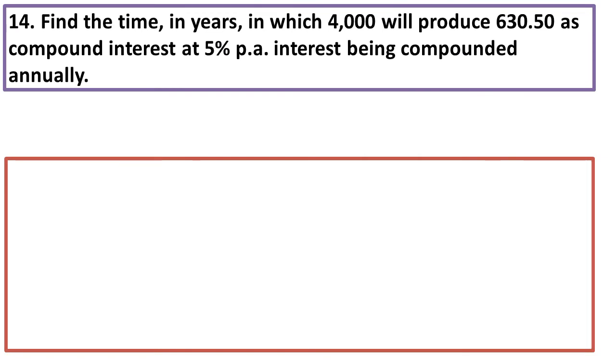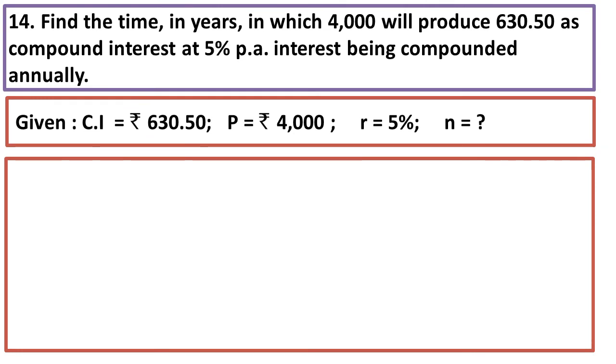Question number 14. Find the time in years in which 4,000 will produce 630.50 as compound interest at 5% per annum, interest being compounded annually. It is said that P, the principal amount, is 4,000 and the compound interest is 630.50. Rate of interest is 5%.